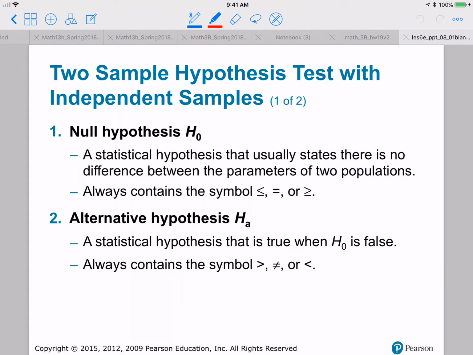Now, assuming that you have two independent samples, let's learn about writing our null and alternative hypotheses for two-sample hypothesis tests. Okay.